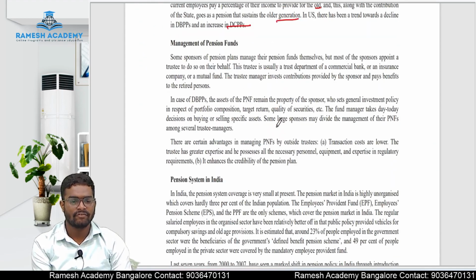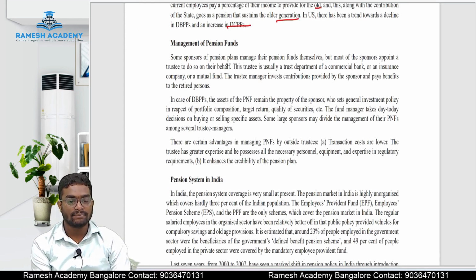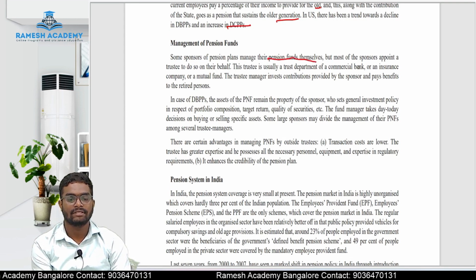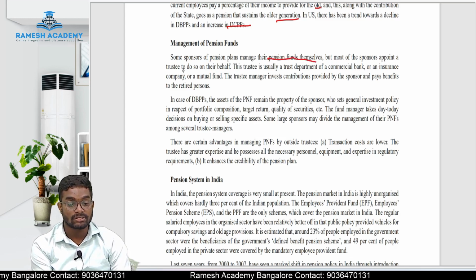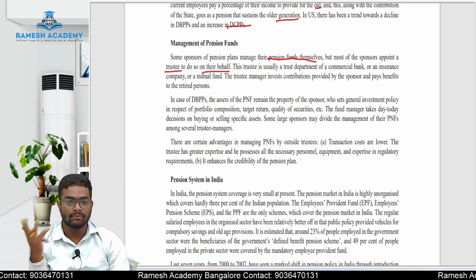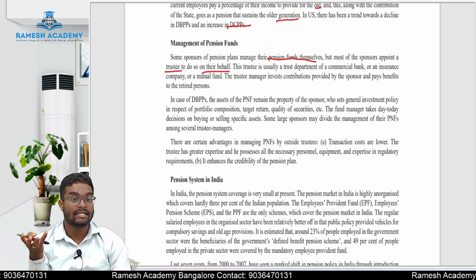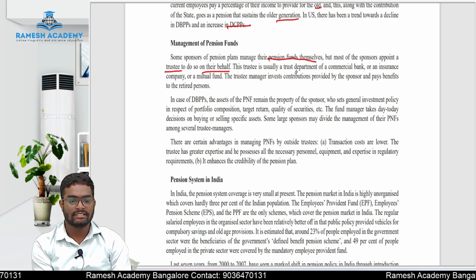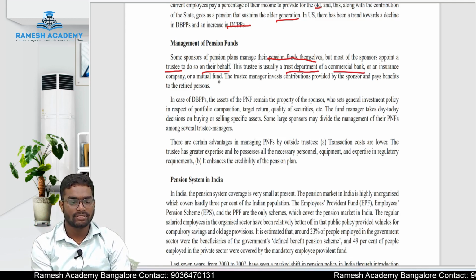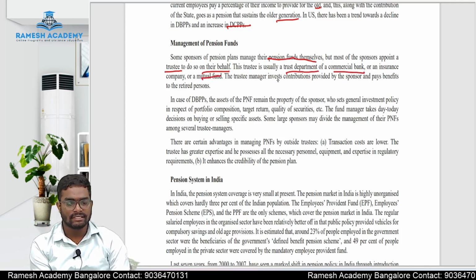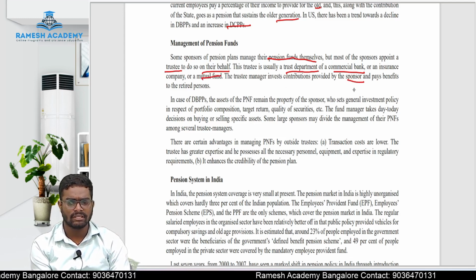Next, management of pension funds. Some sponsors of pension plans manage their pension funds themselves, but most of these sponsors appoint a trustee to do so on their behalf, to make the best utilization of the pension funds. This trust is usually a trust department of a commercial bank, an insurance company or a mutual fund. The trustee manager invests the contribution provided by the sponsor and pays benefits to the retired person.